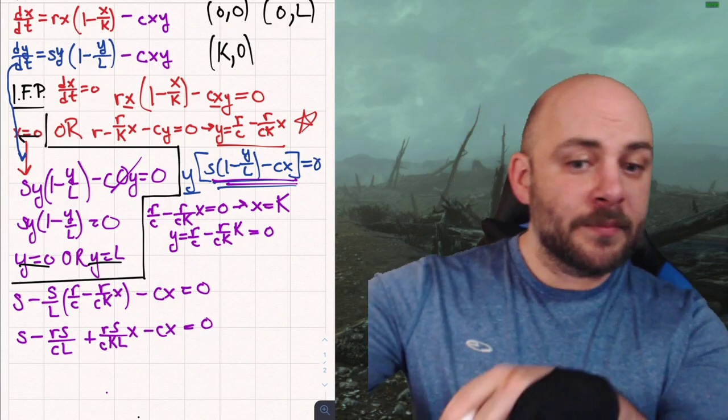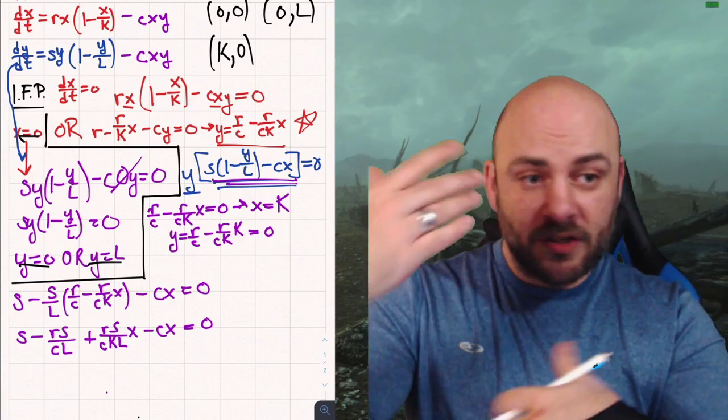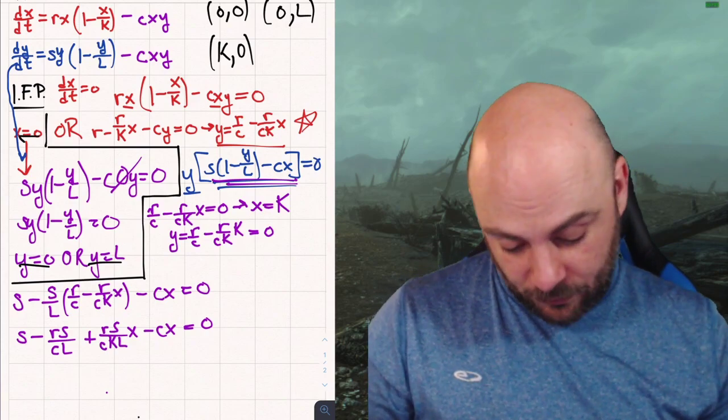I'm going to take the X terms, leave them where they are, take the other parameter terms, move them to the other side of the equation, and just solve for X. Okay, that's just what my goal is here.